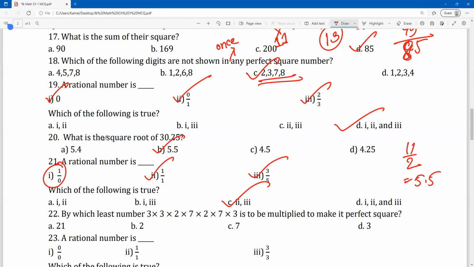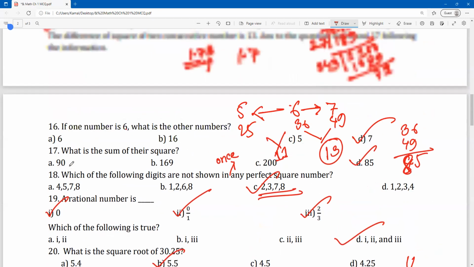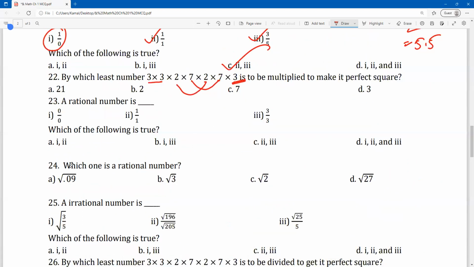Next, by which least number should it be multiplied to get a perfect square? So just make pairs. One pair, 7, 7, another pair, 2, 2, another pair. So 3 is the pairless factor. That's why the number should be multiplied or divided by 3 to make it a perfect square.